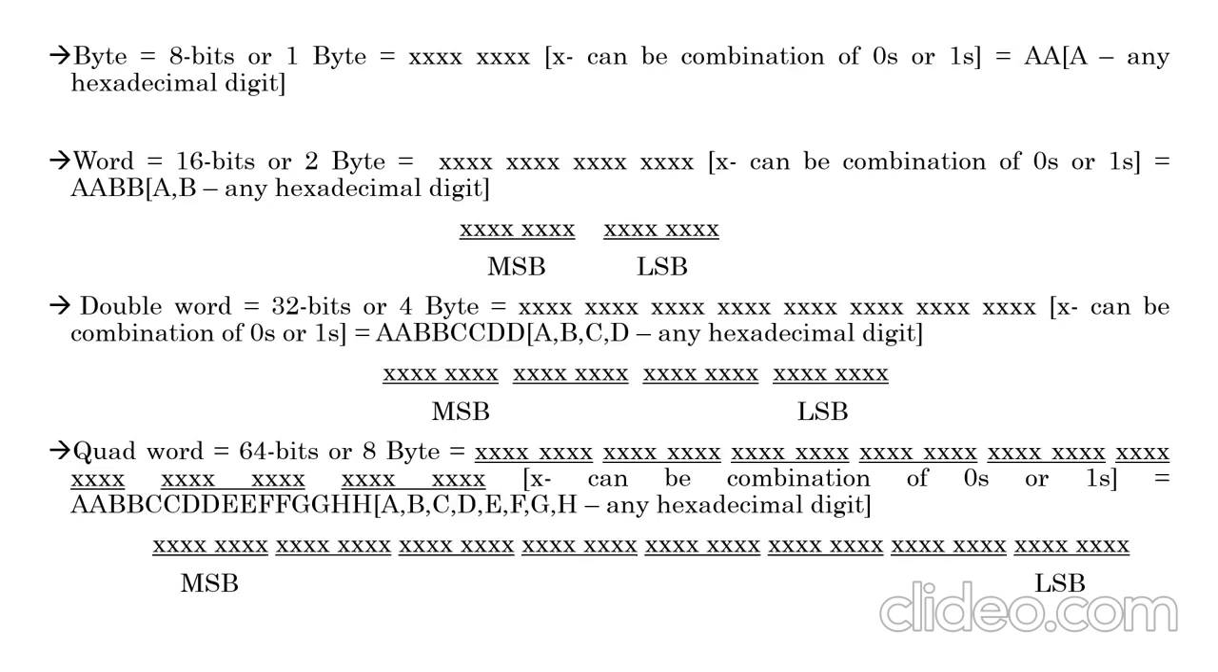Any processor which is capable of handling 1 location, that is 8-bit data, is called an 8-bit processor. Any processor which is capable of handling 16-bit data is called a 16-bit processor. Any processor which is capable of handling 32-bit data at a particular instant is called a 32-bit processor. Any processor which is capable of handling 64-bit data at an instant, or a set of 8 memory locations at an instant, is called a 64-bit processor.